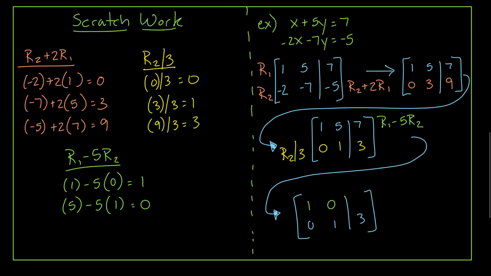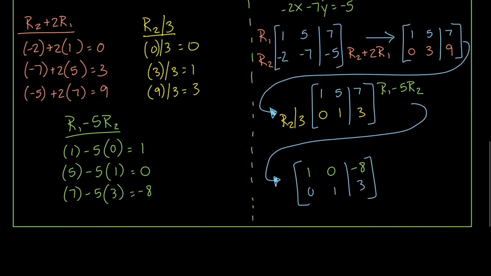Perfect. So now I have ones in the diagonal and I have my zeros where I need them. And very lastly, my row 1 constant is 7 minus 5 times my row 2 constant, which is 3. What is 7 minus 15? Negative 8. Am I done? Yes, I am. All I have left to do is just write x is equal to negative 8 and y is equal to 3.